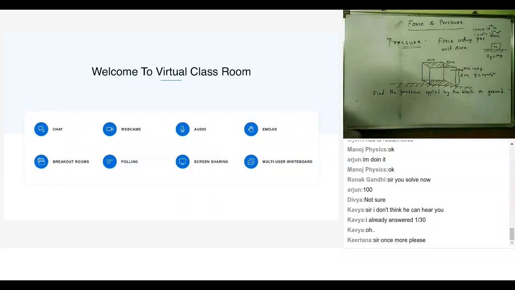All of you? Yeah. So what is area? The pressure is applied only on the area which is resting on the surface. So what is the area which is resting on the surface? 10 into 5. So can I write 10 into 5 centimeters, 50 centimeters square? Yes, sir. So in terms of meters, 50 into 10 power minus 4 meters square.